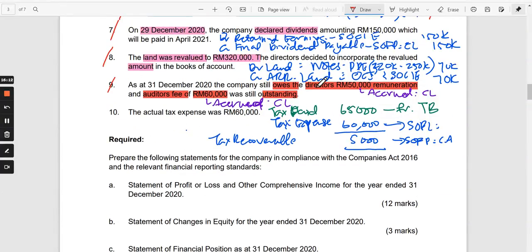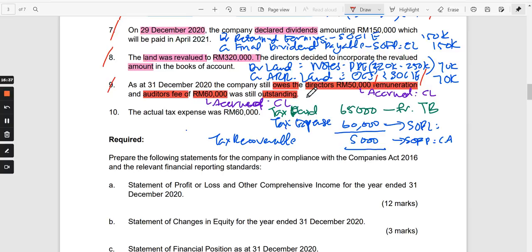So 70, debit land, that has to be adjusted later when you prepare your notes, add with the surplus. When you credit your ARR, make sure that you show that 70,000 in your OCI, other comprehensive income, and also later it will be shown in the statement of changes in equity under your asset revaluation reserve.